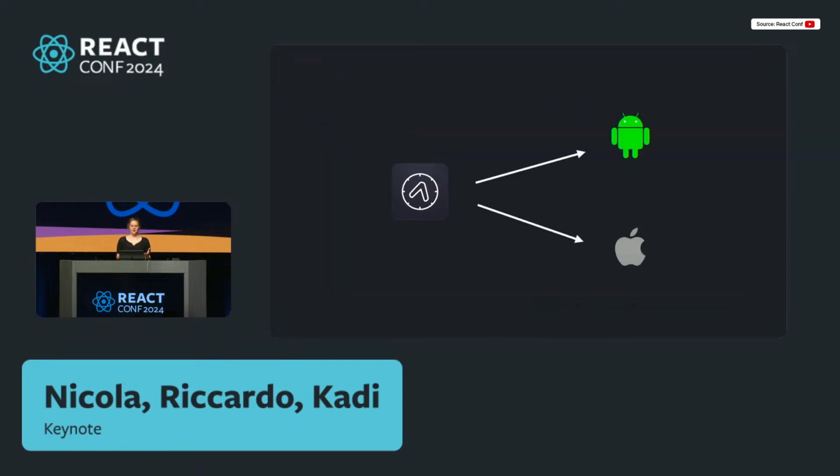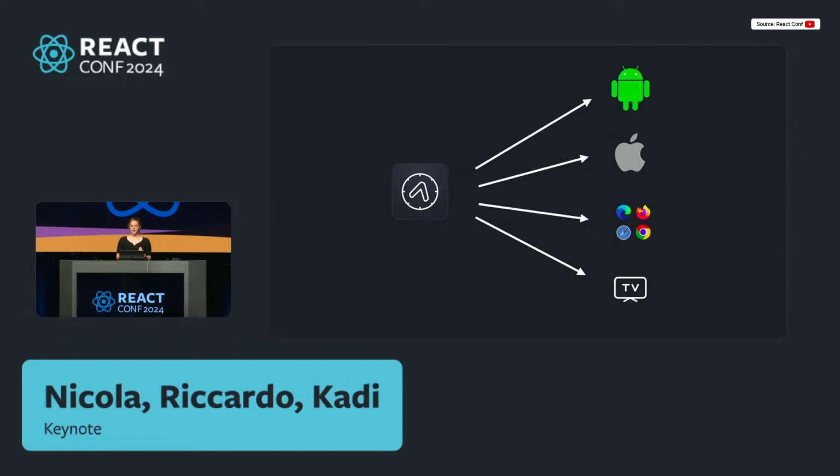So with Expo Router, you can create truly native navigation experiences for Android and iOS. Not only that, but you can also target the web. That's right. In the same code base, you can build for iOS, Android, web, and even tvOS. And this makes code sharing between all the platforms a real possibility.